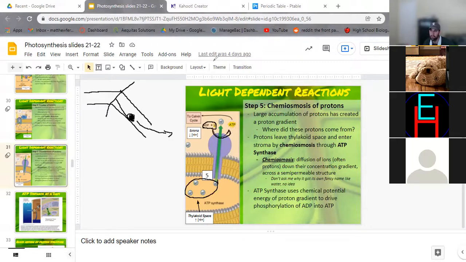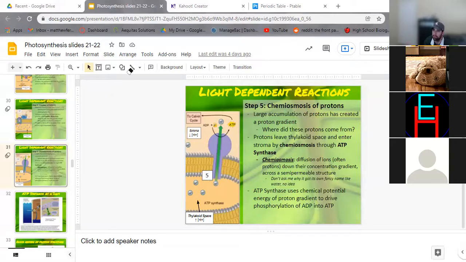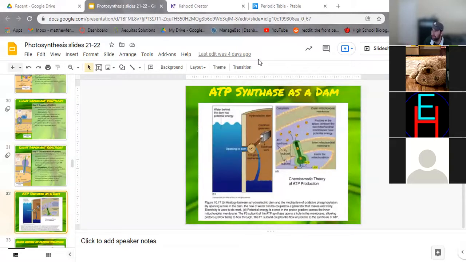So where does that rotation get the energy from to do that rotation? The protons moving through it turn it. In the same way that water moving through the dam turns the turbine, the protons moving through ATP synthase turn the rotor.